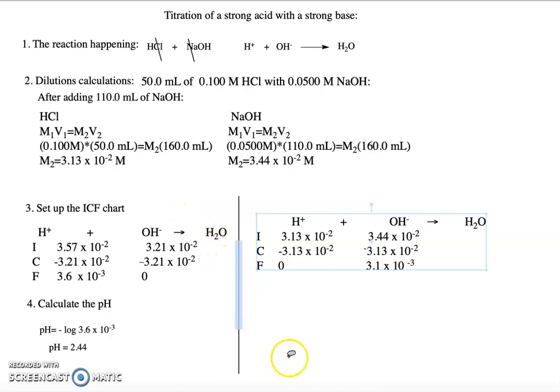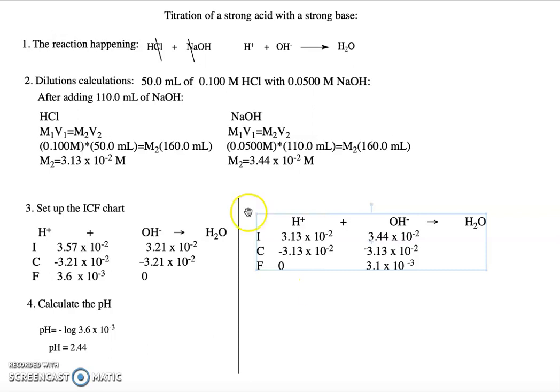But I want you to notice, in the first problem we did, the OH was what we had less of, and the OH ran out. In this case, the H plus is what we have less of, and the H plus runs out. So we're left with OH minus. We don't have any H plus on our ICF chart at the end. So how do we find the pH? Well, we have to do it in sort of a roundabout fashion.